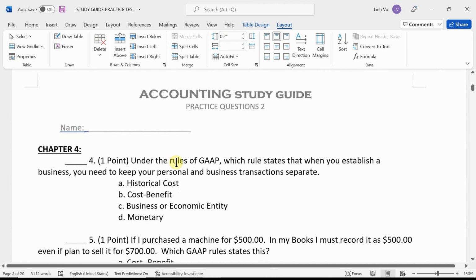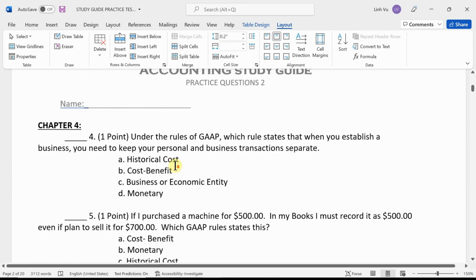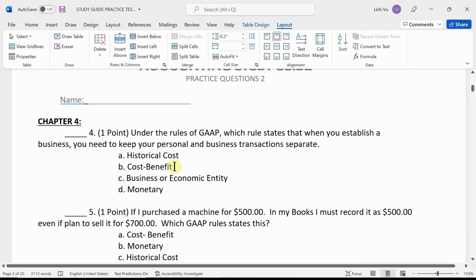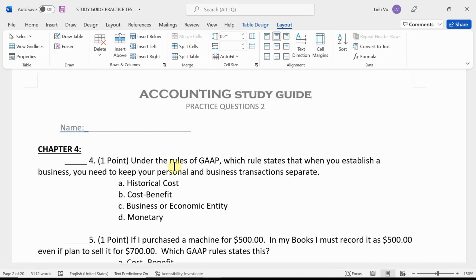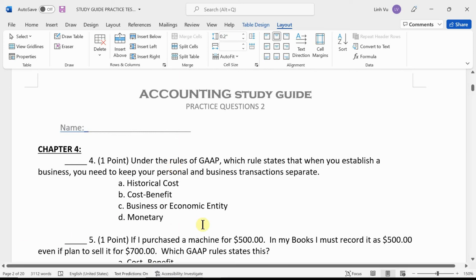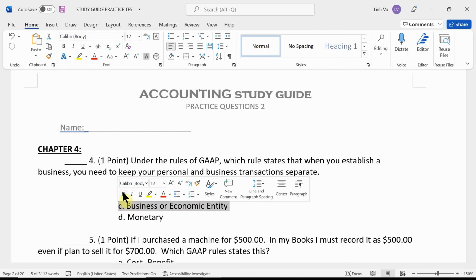Next section here is chapter 4. Again, knowing the ins and outs of the accounting cycle and the rules of GAAP. First one, under the rules of GAAP, which rule states that when you establish a business, you need to keep your personal and your business transactions separate? Business or economic entity. That's correct.